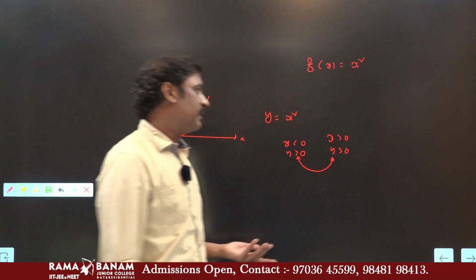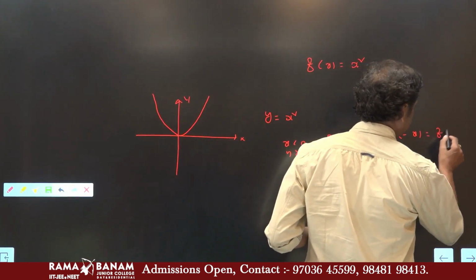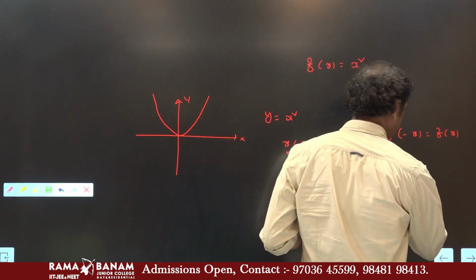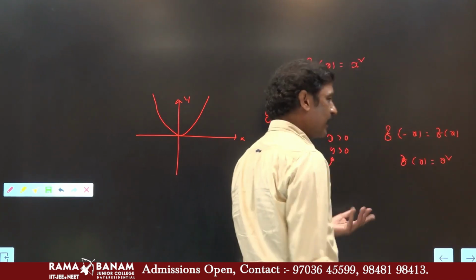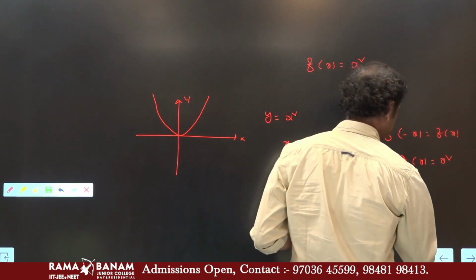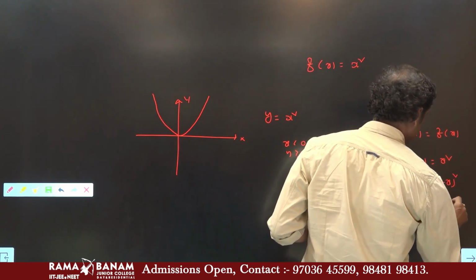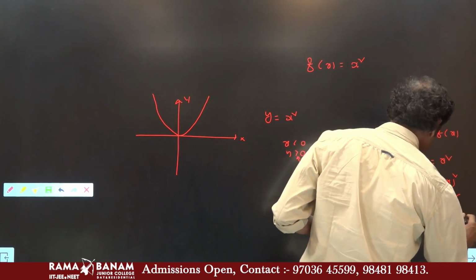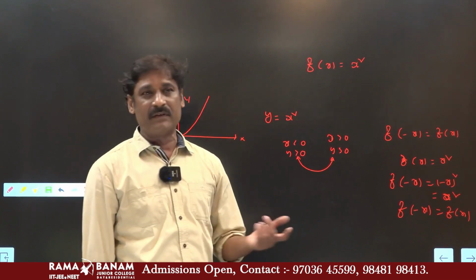What is the definition of an even function? If f of minus x is equal to f of x, then f is said to be an even function. What is the given function? f of x equal to x square, and we should satisfy the condition. If we replace x by minus x, we get minus x whole square, which is equal to x square. So f of minus x is equal to f of x. Since f of minus x equals f of x, therefore f is an even function.